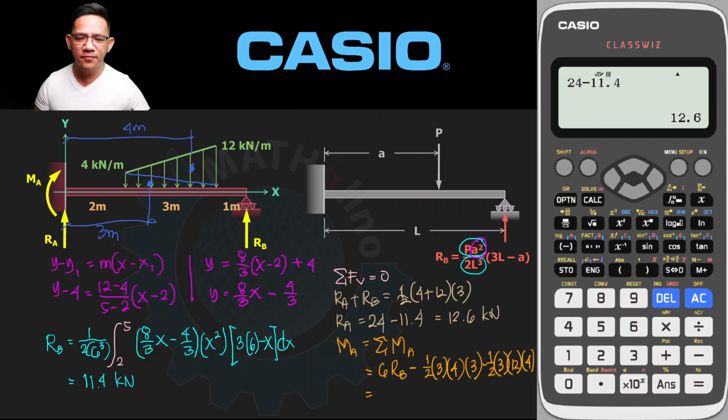Let's do the calculator. We have this 6 times RB. 6 times 11.4 minus 9 times 2. 9 times 2 minus 3 times 6. That is 6 times 12. 6 times 12. That is negative 21.6. Negative 21.6 kilonewton meter, and that is our answer for the moment at A.